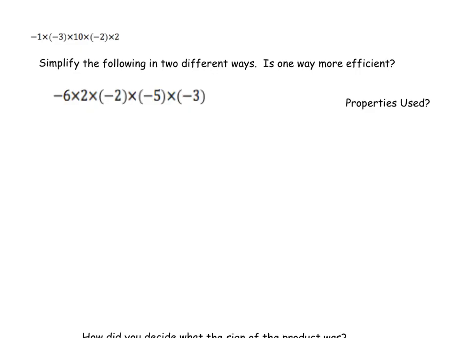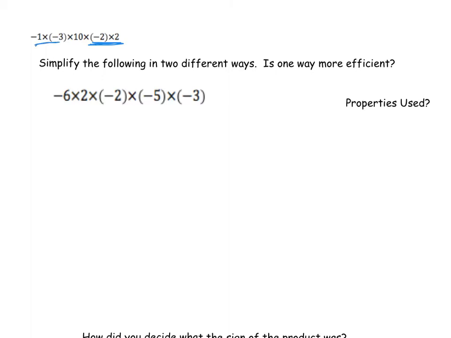All right, let's just look at some problems now. I didn't leave a lot of room here for this one. Order of operations would tell us that we have to go from left to right because it's all multiplication. So -1 times -3 is a +3 times 10, and then times -2 times 2. But is there a more efficient way? I think I'm going to do some regrouping here. So I'm going to do this first.